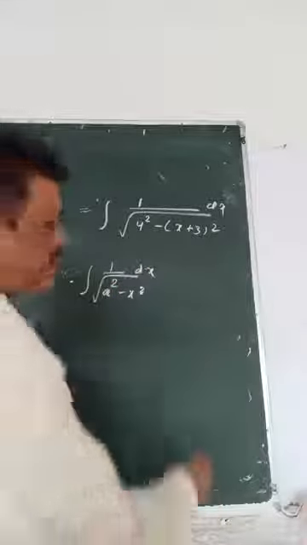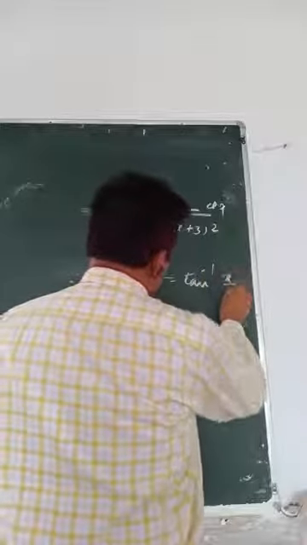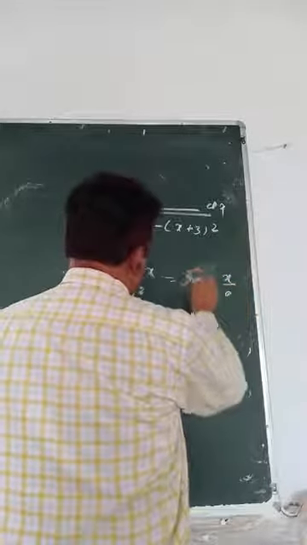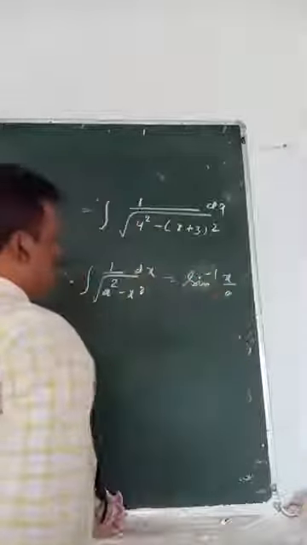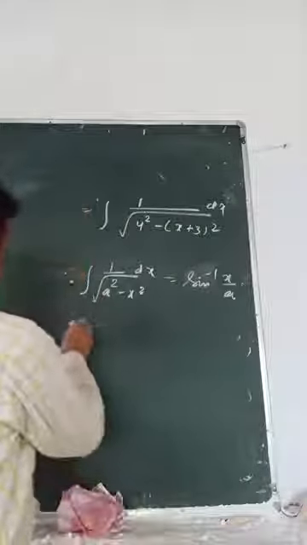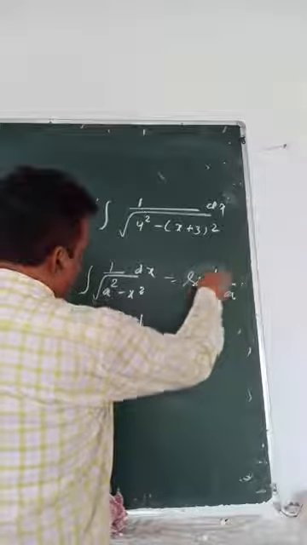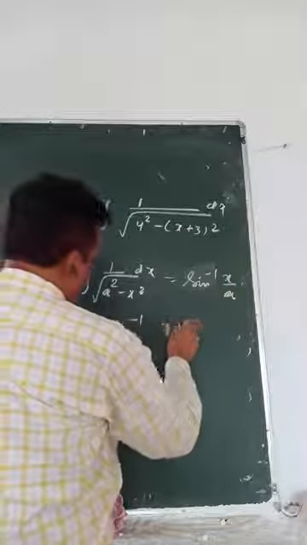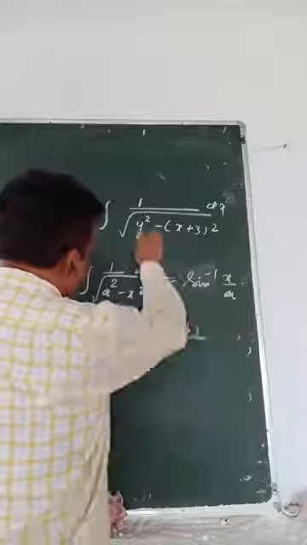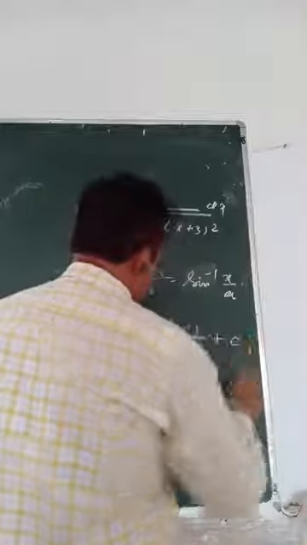What is the formula? Sorry, sin inverse x by a. Sin inverse x by a. Then sin inverse x means x plus 3. A means 2. Plus constant.